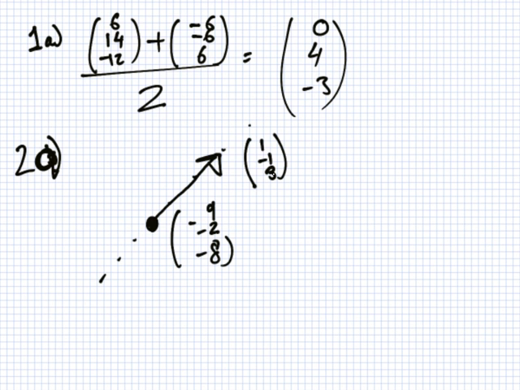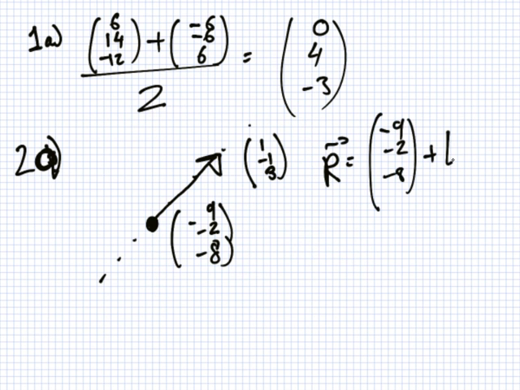Yeah. So if I want the vectors that point to this line, so if I want all these vectors here, what's the equation? I would say r equals the first point, plus t times (1, -1, 3). Which I can write like this.